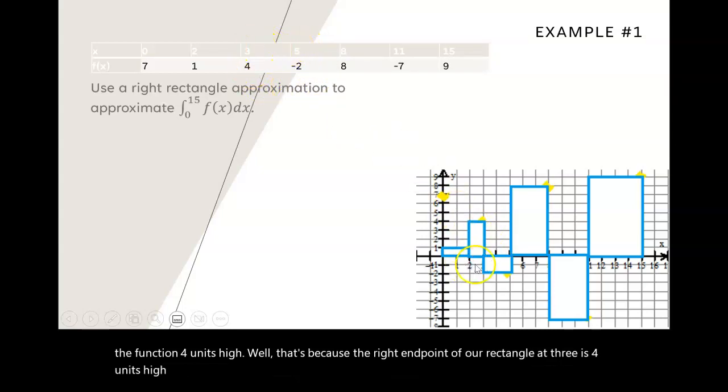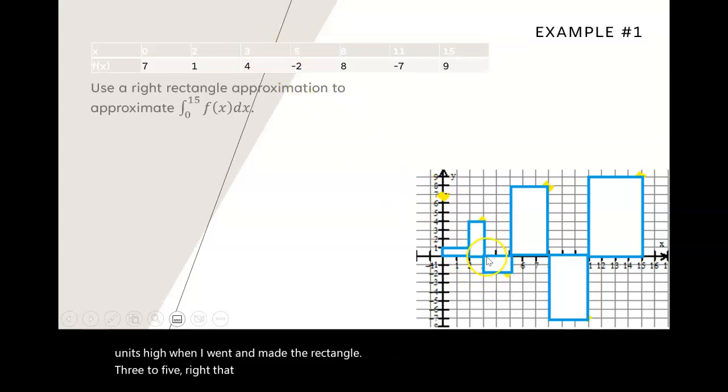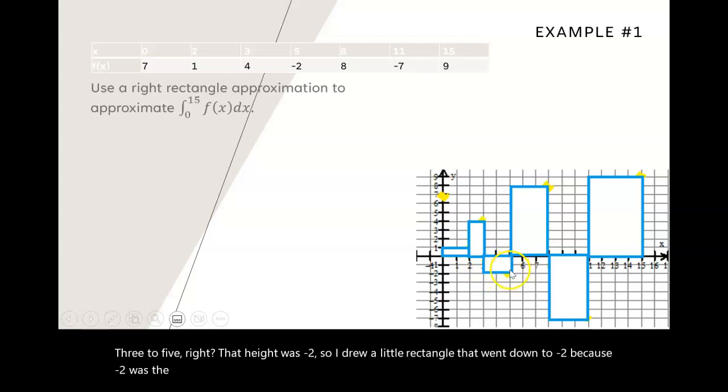When I went and made the rectangle from 3 to 5, that height was -2. So I drew a little rectangle that went down to -2 because -2 was the height at the right endpoint.